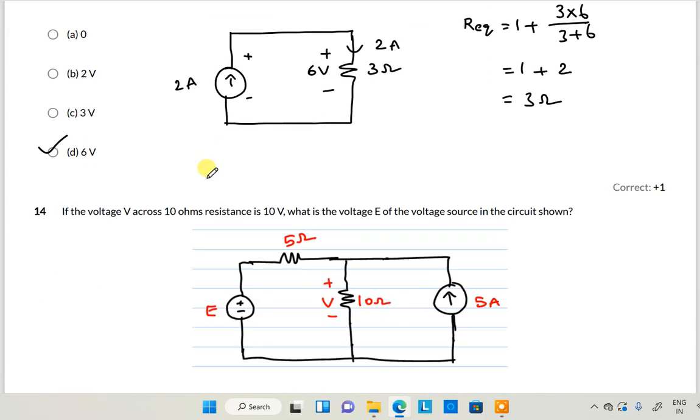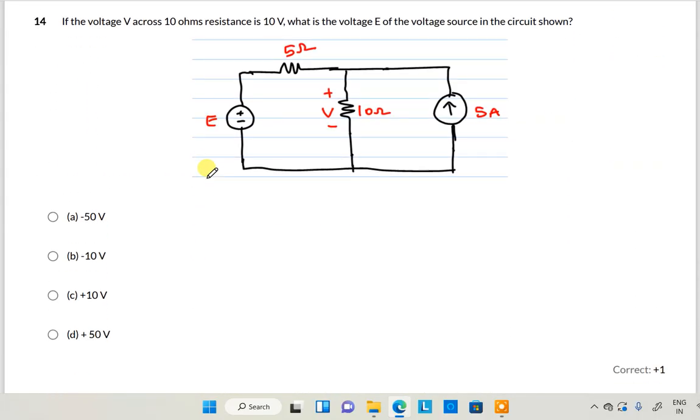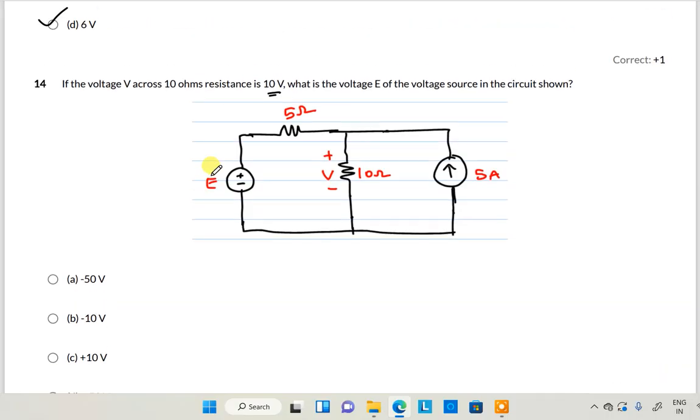Okay. Next we are moving to question number 14. In question number 14, if the voltage V across the 10 ohms is 10 volt, what is the voltage source E shown in the figure? So it is given, it is 10 volt. How to find the current here? I is equal to V by R, 10 by 10, 1 ampere. This is 5 amperes.